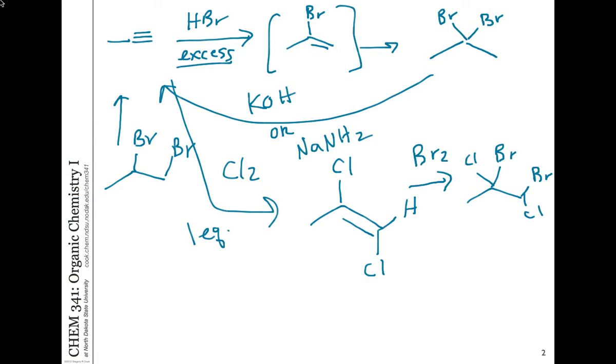You can mix and match all of these. HBr, HCl, Br2, Cl2. You could control adding one at a time or adding excess, and you could add them sequentially. Okay? So you can add 2 halogens, you can add a hydrogen and a halogen in whatever order you want. You have a lot of control over that.